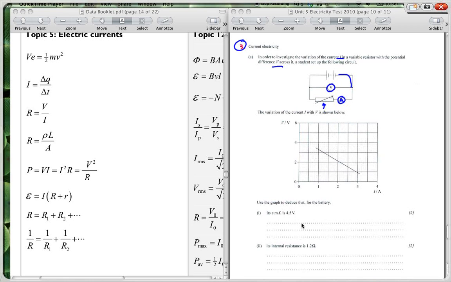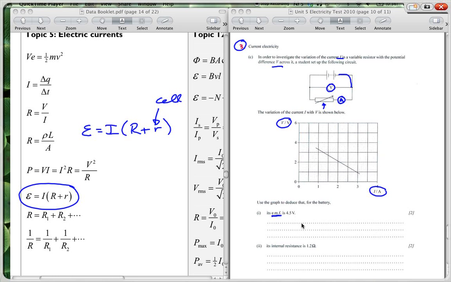So we've got this graph. This is the V against the I, your potential difference against your current in the circuit. Now it says use the graph to deduce that for the battery the EMF is 4.5. Let's firstly look at our formula for EMF: the EMF is equal to I(R + r), where this r is the internal resistance in the cell itself. So it's the r in the cell, and this is the R of the circuit.